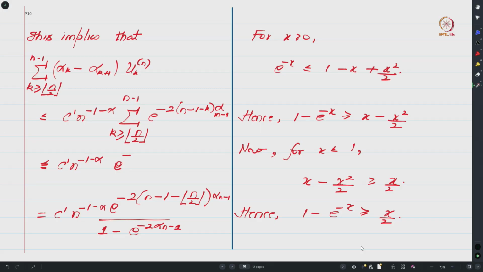Okay, so what this implies is that if you look at the tail sum, that is for k bigger than or equal to floor of n over 2, this expression we have shown is upper bounded by some constant times n raised to minus 1 minus alpha. Since this expression does not depend on k, I can pull it outside this summation and we are now left with a sum of u_k^n type terms, and we have already shown that this u_k^n is upper bounded by e raised to minus 2 alpha (n minus 1) to the power n minus 1 minus k.